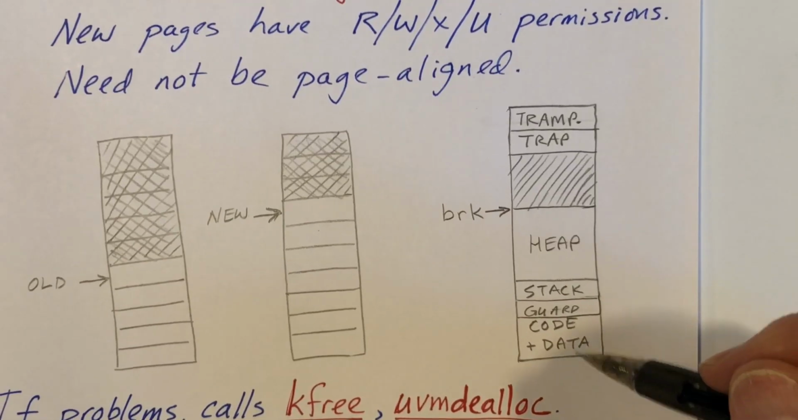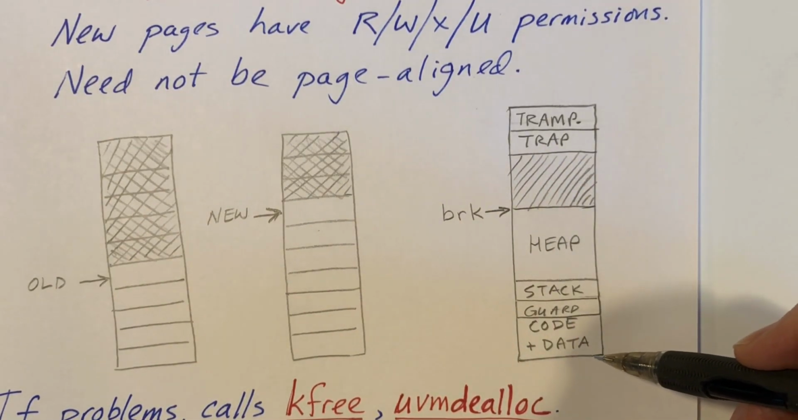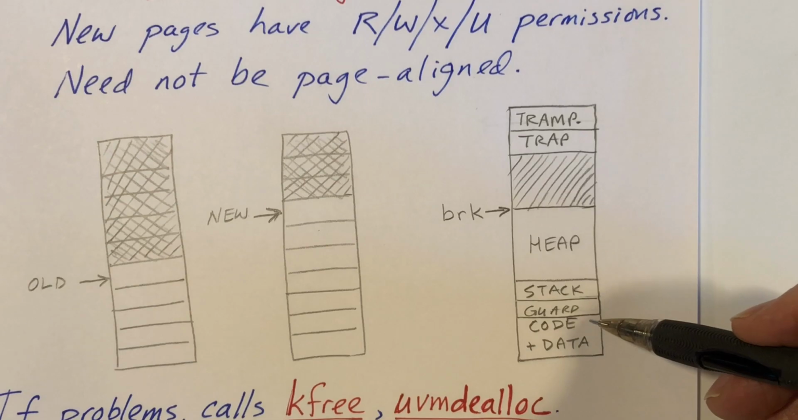So here is an example use of it. Here's a user's virtual address space. We've got the code and the data at the lowest address.